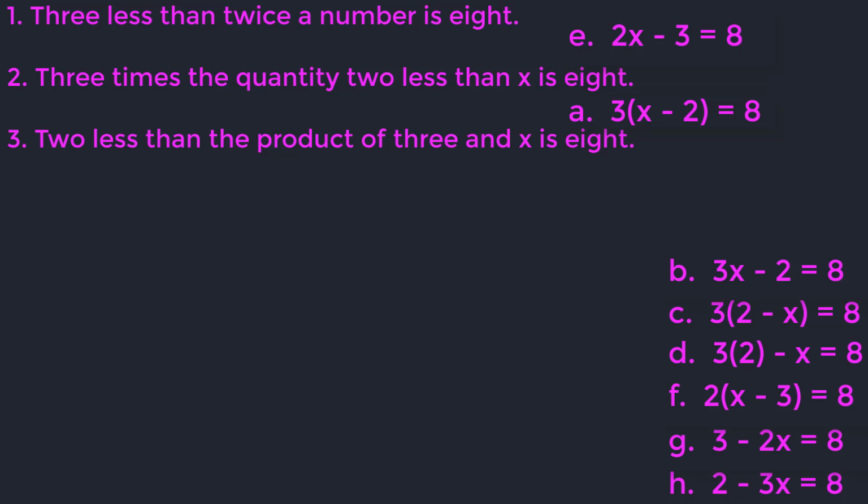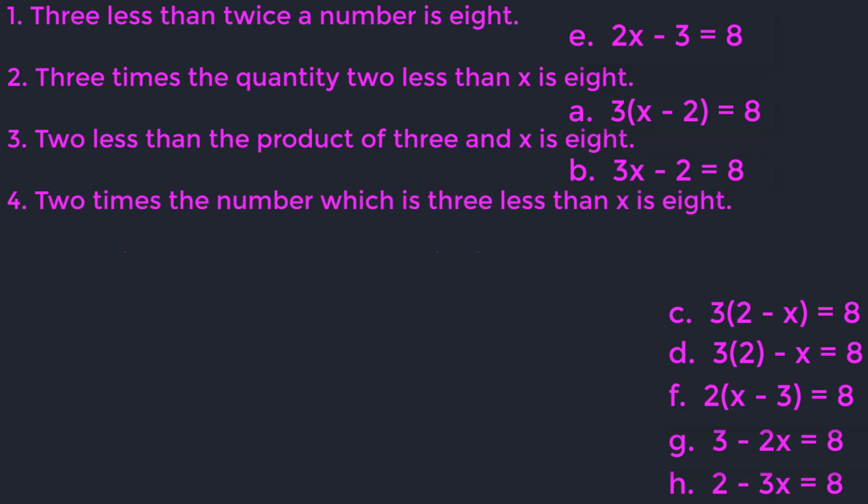2 less than the product of 3 and x is 8. The product of 3 and x, 2 less than that, equals 8. B is my answer. 2 times the number, which is 3 less than x, is 8. The number 3 less than x is x minus 3. 2 times that equals 8. F is the only one that satisfies that.